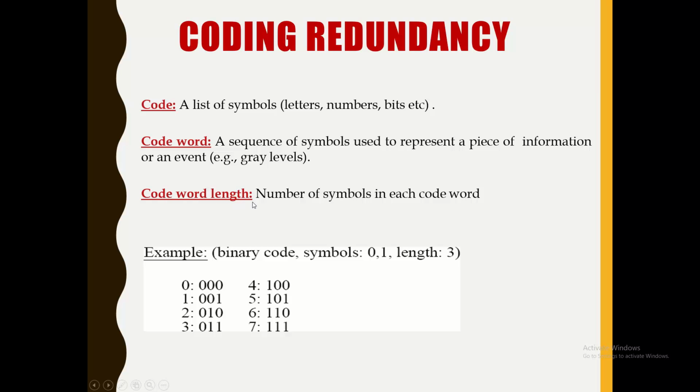Code word length is the number of symbols in each code word. For example, in the case of gray, the code word length is 4. Here we have given an example: these are the decimal numbers and the corresponding binary numbers. The 0s and 1s are symbols, so they are the code. The length is 3, and 000 is a code word.